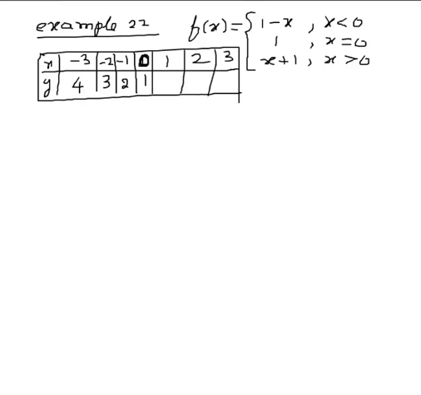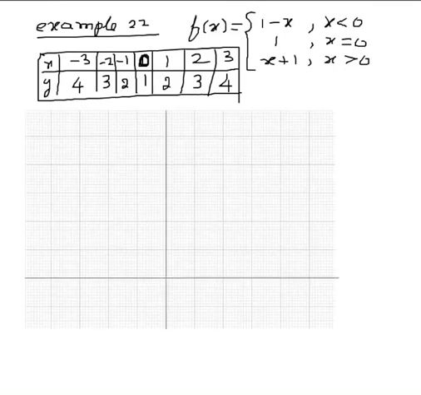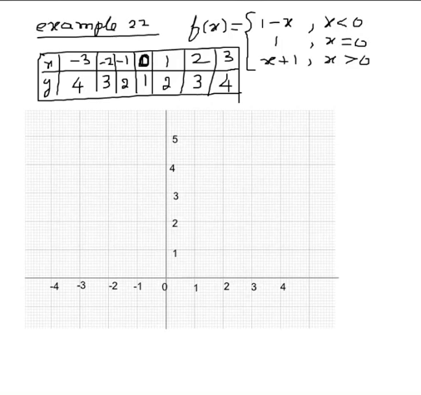If x is 1, positive values, for x greater than 0, we have to use the expression x plus 1. So 1 plus 1, 2. 2 plus 1, 3. 3 plus 1, 4. Let us draw the graph of this. X-axis, y-axis. Let us plot the points. For 0 it is 1. For 1 it is 2. For 2, 3. For 3 it is 4. Similarly, for minus 1 it is 2. And for minus 2, 3. For minus 3, 4. Let us join these points.